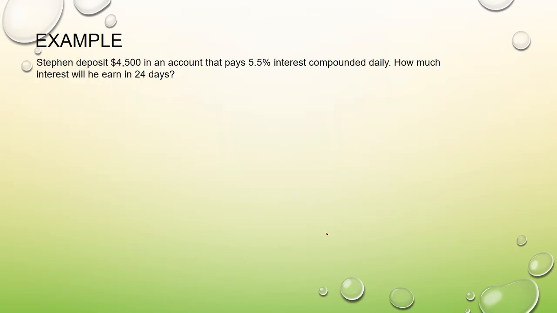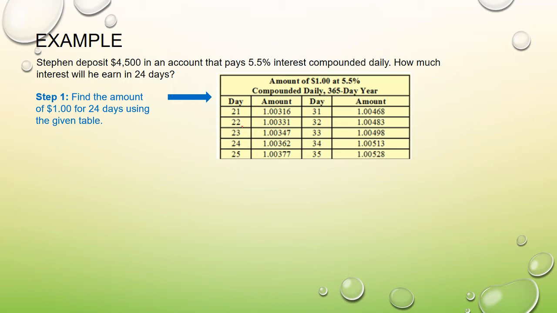All right, here's another example. Same thing. Stephen deposits $4,500 in an account that pays 5.5% interest compounded daily. We want to know how much interest he will earn in 24 days. The nice thing about this question is it already tells you how many days there were. So all we have to do is look at the table and find the value after 24 days. It is 1.00362.